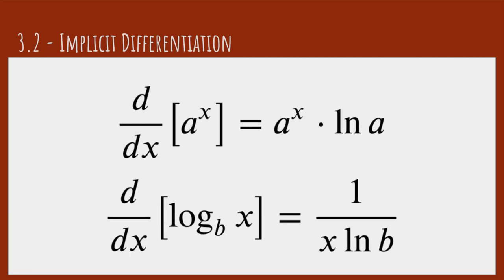I do want to point out that if we put an e in where the a is here, we get e to the x times the natural log of e. The natural log of e is 1. So this formula works even if that base is e, because we get the derivative of e to the x is e to the x. Same thing here, if we have log base e, then we end up with 1 over x times the natural log of e, and the natural log of e is 1, so it's just 1 over x. So the derivative of the natural log is 1 over x using this formula also.